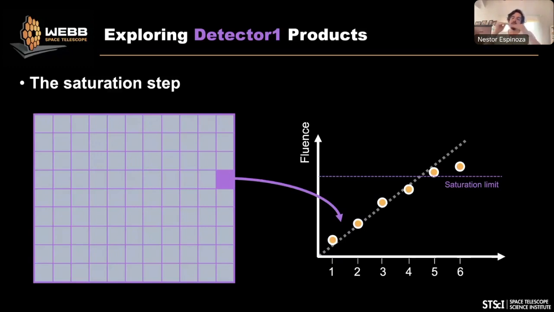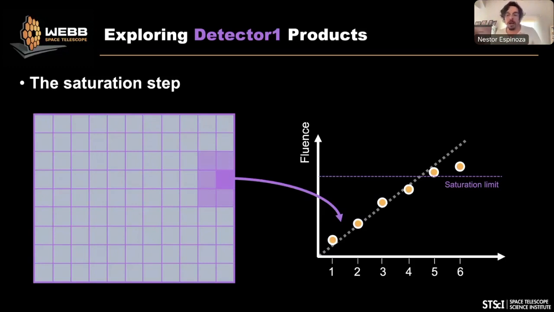If a pixel goes above this saturation limit that the instrument teams have figured out, then we flag that pixel as saturated. Now, the interesting thing is that not only does the saturated pixel get flagged, the pixels around it also get flagged in the latest version of the pipeline that we are using.